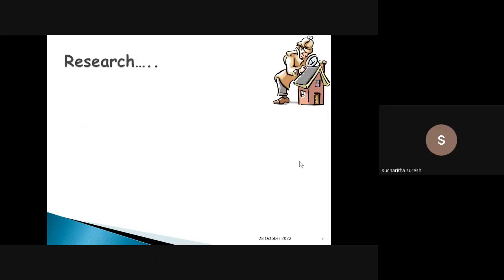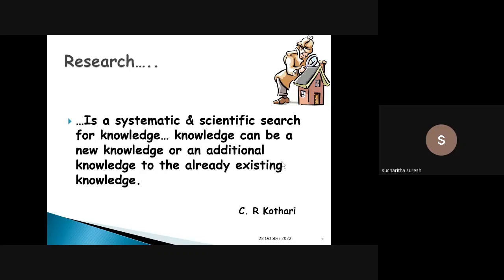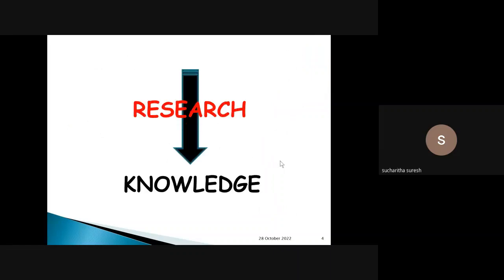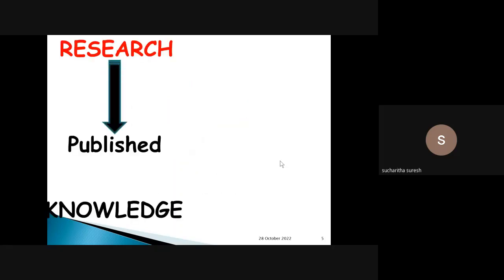So now again, I'm back to what is research. Research is a systematic and scientific search for knowledge. The knowledge can be entirely new, or it can be added knowledge to the already existing knowledge. But research becomes knowledge if it is published. Otherwise, I have done a study but have not published it, which means nobody will know what study you have done and how it is helpful for society. So research, if it is published, then it becomes knowledge.